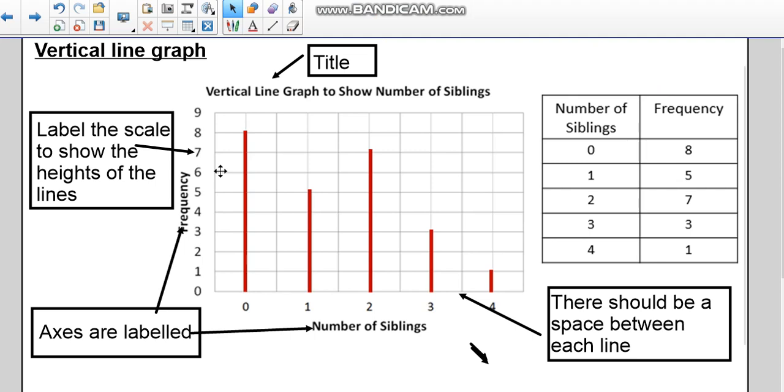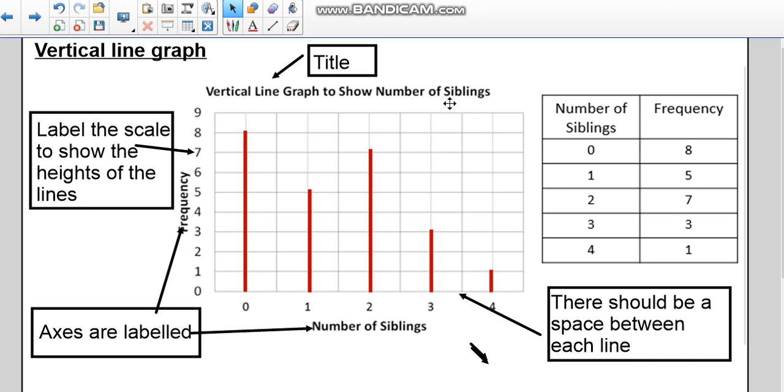Okay, so the next diagram or graph that we're looking at are vertical line graphs. I've got a vertical line graph here and its frequency table next to it. This vertical line graph is to show the number of siblings. So let's look at the key features. First of all, I've just read out the title so I know what the line graph is about. So make sure all your line graphs and your pictograms have titles.